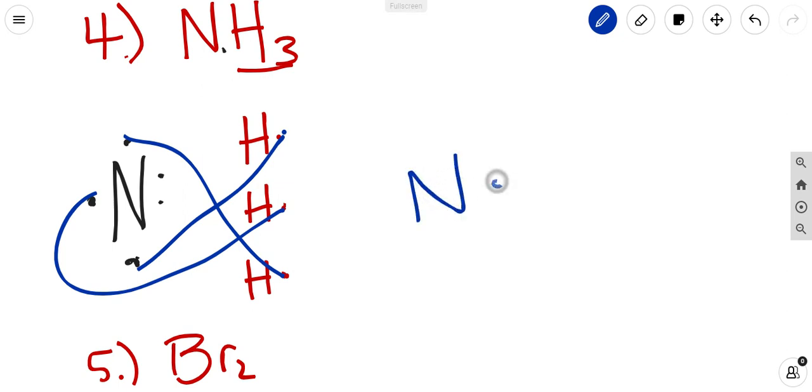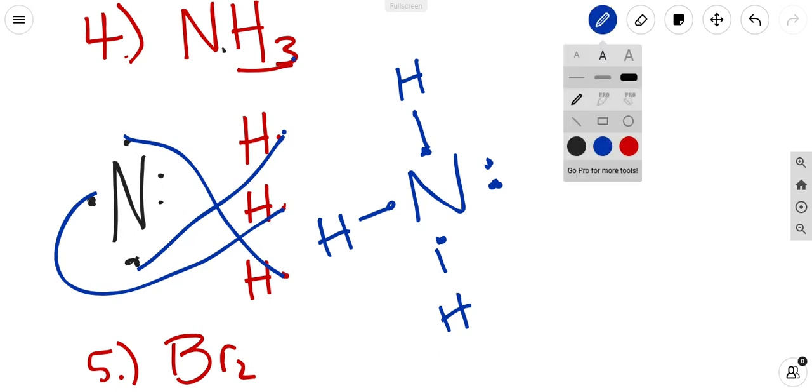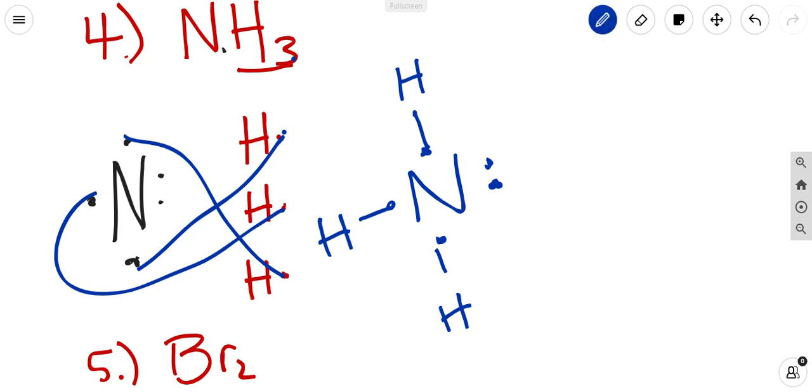So here's nitrogen with its 5, and this is the cleanup part of the diagram. It's bonded to this hydrogen. There's one of the 3. Here's another, and here is another. So this is what the molecule ammonia looks like.